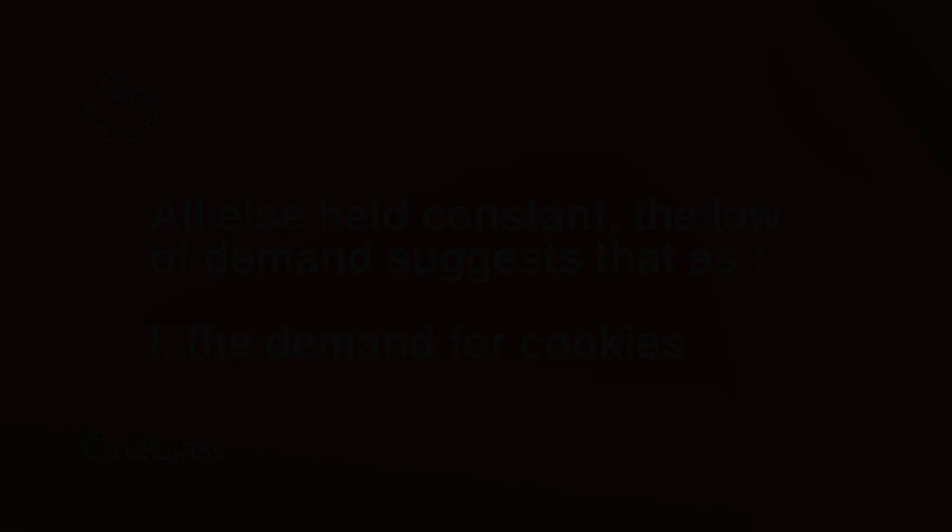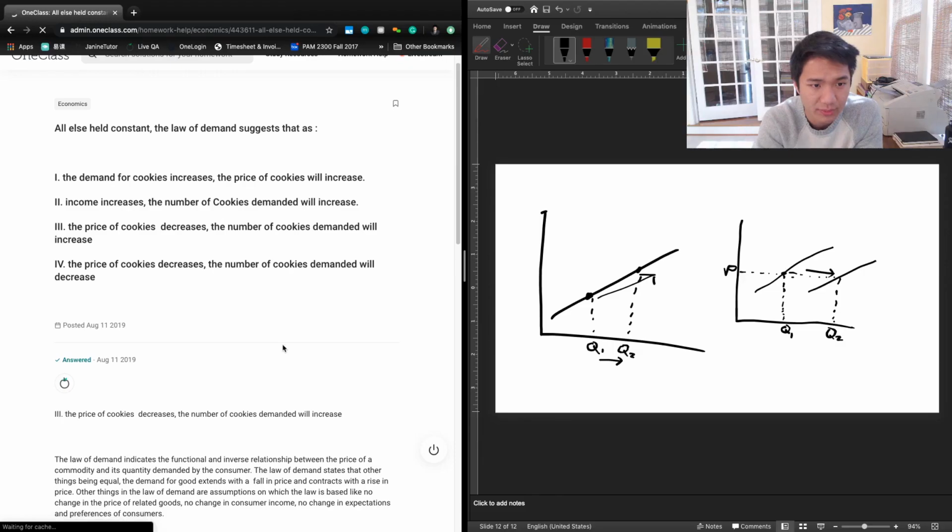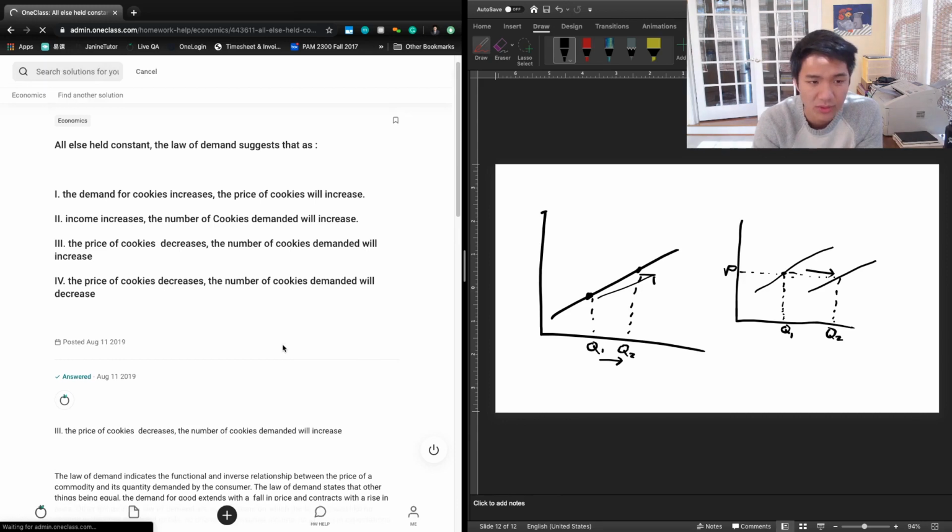Okay, we can move on to the next question. So the next question says, all else held constant, the law of demand suggests that as one, the demand for cookies increases, the price of cookies will increase. Two, income increases, the number of cookies demanded will increase. Three, the price of cookies decreases, the number of cookies demanded will increase. Or four, the price of cookies decreases, the number of cookies demanded will decrease. And so here we're looking for which one of these best fits the law of demand.